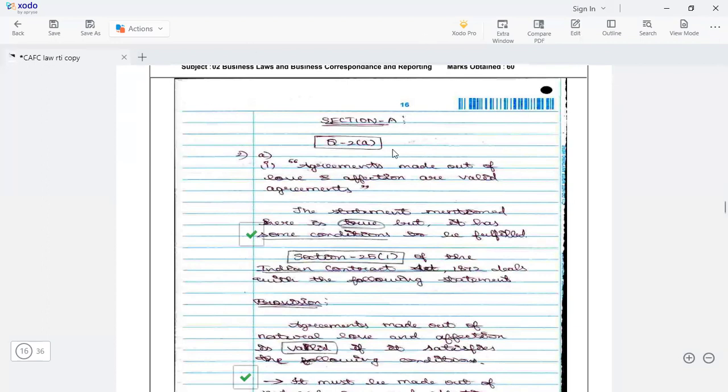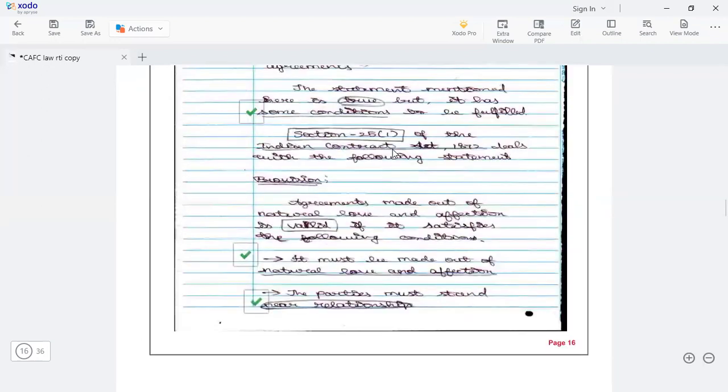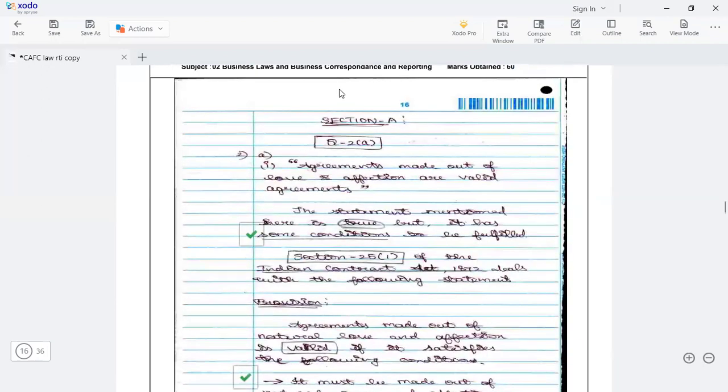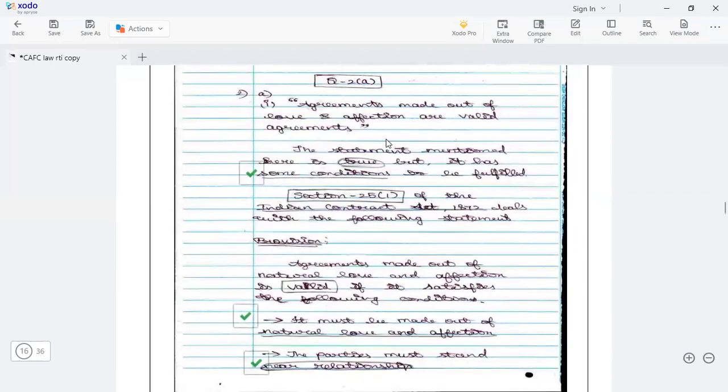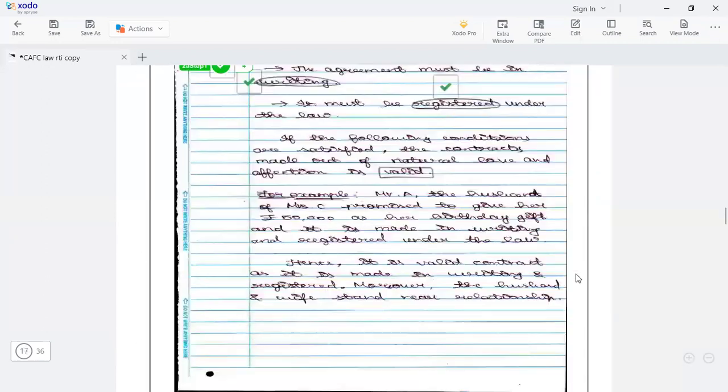Now, in this section, they had been given a question based on a case study where they have written the facts of the case, provision. See, agreements made out of love and affection are valid agreements. The statement mentioned here is true, but it has some conditions to be fulfilled. So here they have justified what statement was given and they have said some conditions are to be fulfilled. Now, this section number is mentioned. You have to write the provision. What provision was given is mentioned. That is going to carry your marks.